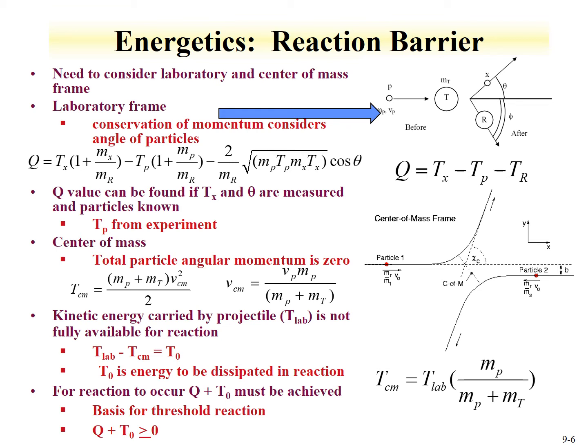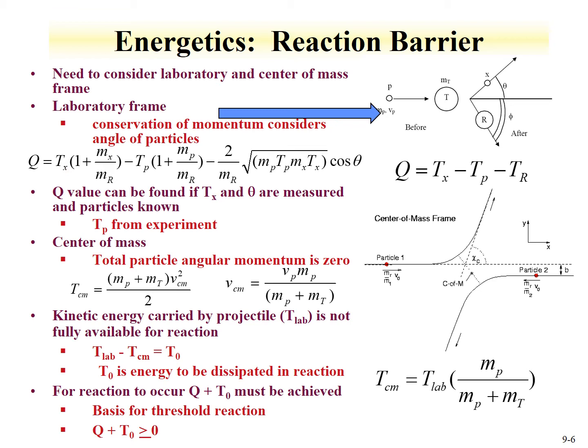So we need to consider the fact that the products are moving after the reaction. They're moving at a certain energy, a certain velocity, and at a certain angle from the initial trajectory of the projectile. Now there's an equation here where we see that the Q value can be a sum of terms related to masses and the kinetic energy.